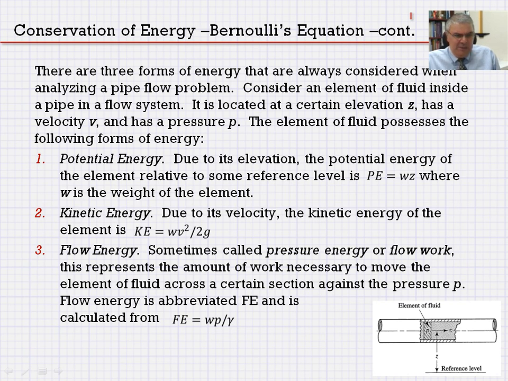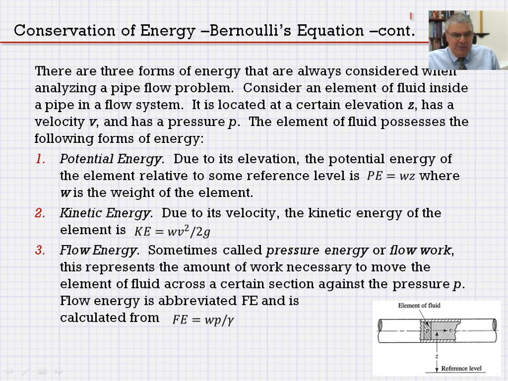There are three types of energy that are involved in a typical flow: potential energy, kinetic energy, and flow energy. Potential energy, of course, if we have a pipe that is elevated from a reference level due to its elevation, there will be a potential energy. We show that as PE equal to W times Z. Z is the distance from the reference level, and W is the weight of the element. So that is the potential energy for any fluid.